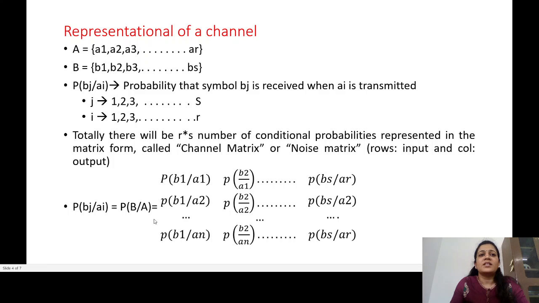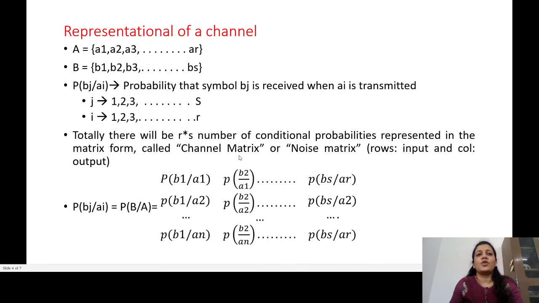Therefore, if I consider these R number of rows and S columns as a matrix, I can say that I have totally R into S number of conditional probabilities. And these are represented in the matrix form.